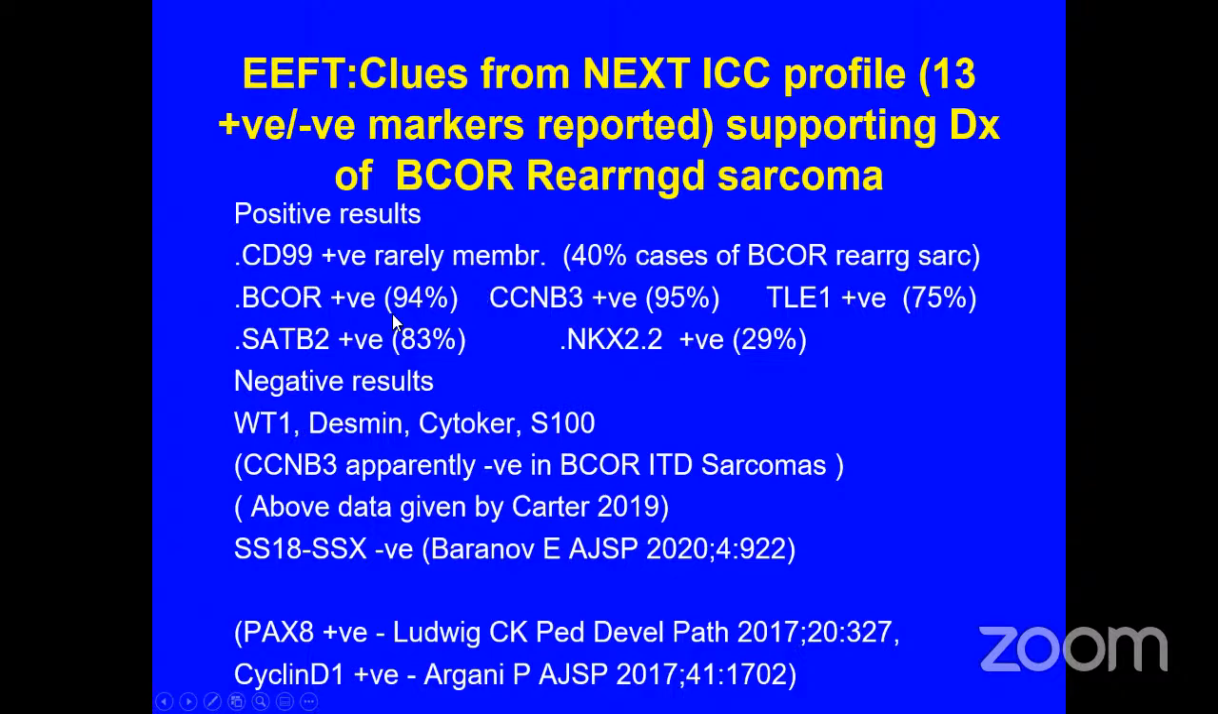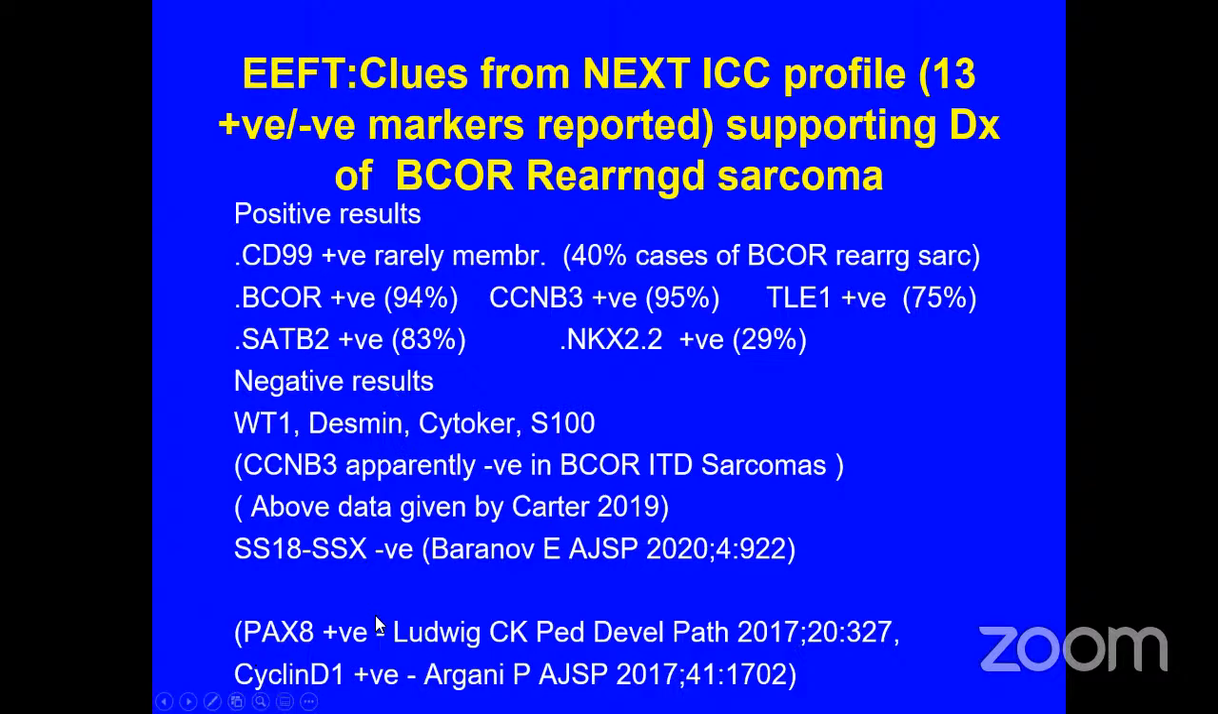In positive results, you have CD99, BCOR, CCNB3, TLE1, SATB2, and NKX2.2. In terms of negative results, you have WT1, desmin, cytokeratin, and S100. Now, I have said here that CCNB3 is apparently negative in the BCOR internal tandem duplication type of subset. This data has been given in the literature, and I have added to the negative results the recently described IHC marker for fusion protein in synovial sarcoma. This is negative in BCOR rearranged sarcomas. This will be positive in synovial sarcoma.